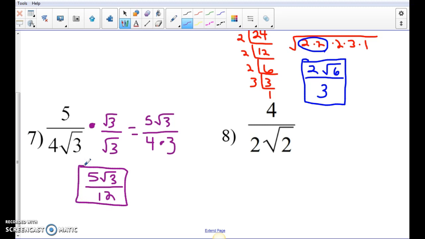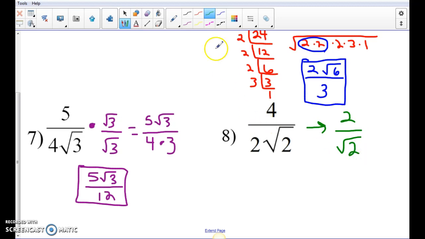Okay, so if you're watching this at home, I want you to pause this and try number 8 on your own. After you try it, then come back and look at the work that we do right now. Okay, so for number 8, last problem. Again, we're going to look at what I can simplify right now. Well, first I see I have a 4 divided by 2, right? I can actually simplify that. If I simplify 4 divided by 2, that's going to give me 2. So that means I would have a 2 up top over radical 2.